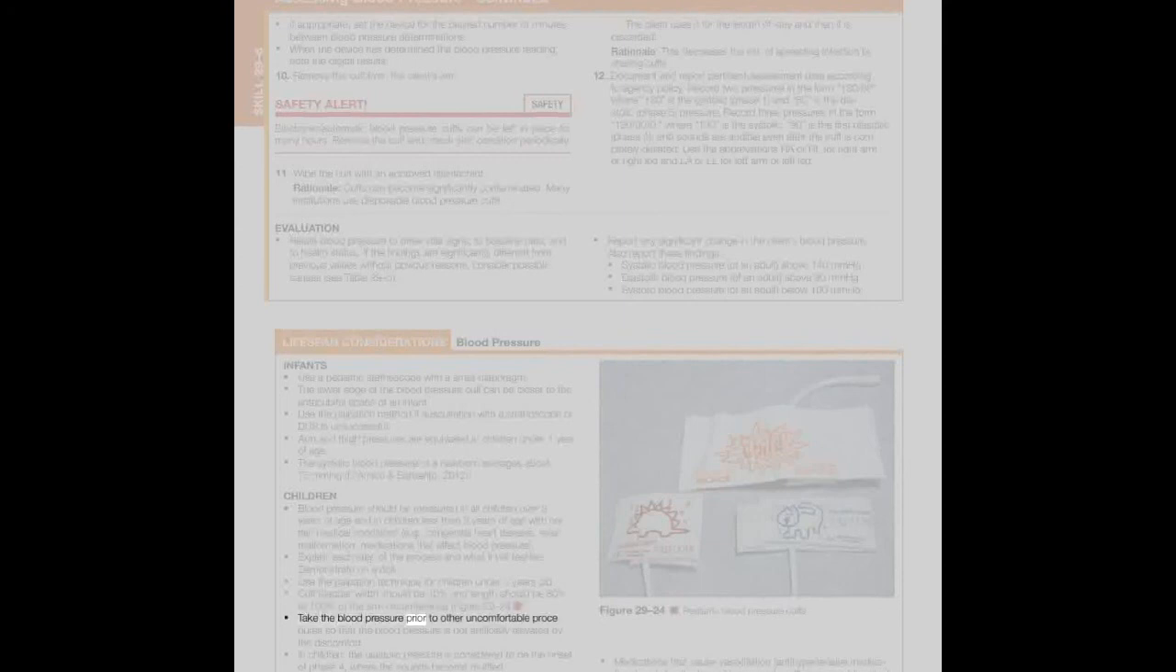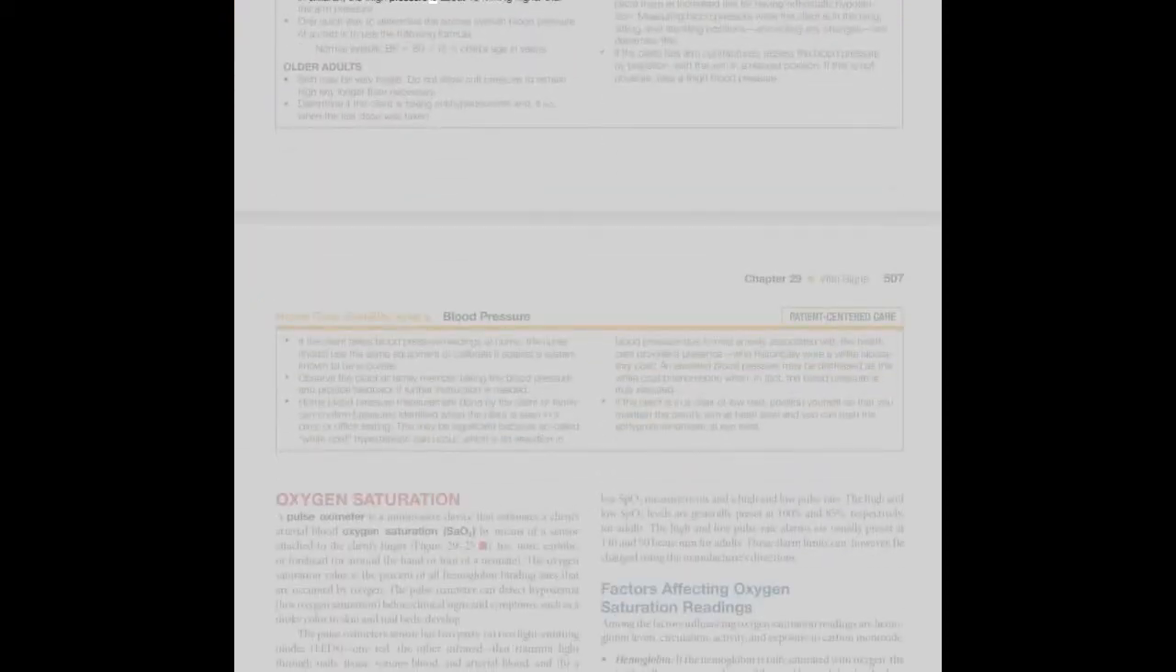Take the blood pressure prior to other uncomfortable procedures so that the blood pressure is not artificially elevated by the discomfort. In children, the diastolic pressure is considered to be the onset of phase 4, where the sounds become muffled. In children, the thigh pressure is about 10 mmHg higher than the arm pressure. One quick way to determine the normal systolic blood pressure of a child is to use the following formula. Normal systolic BP = 85 + 2 x child's age in years.